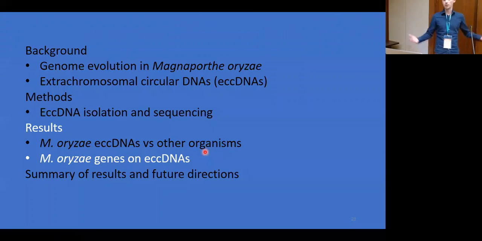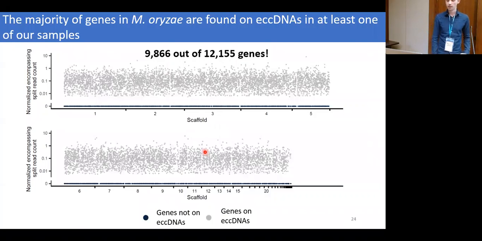So what about the genes on eccDNAs? Obviously, that's probably what people are going to be the most excited about. Like I said, there is a very high number and very high diversity of these circular DNAs, so it wasn't too surprising that we found the majority of the genes in the genome were at some point found on a circle. Here I'm showing basically a normalized read count that represents how often each gene is found on a circular molecule in our data.